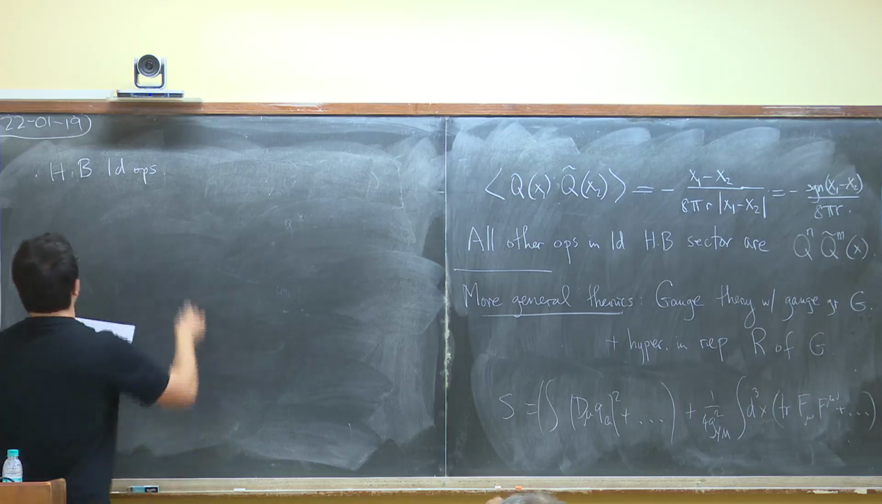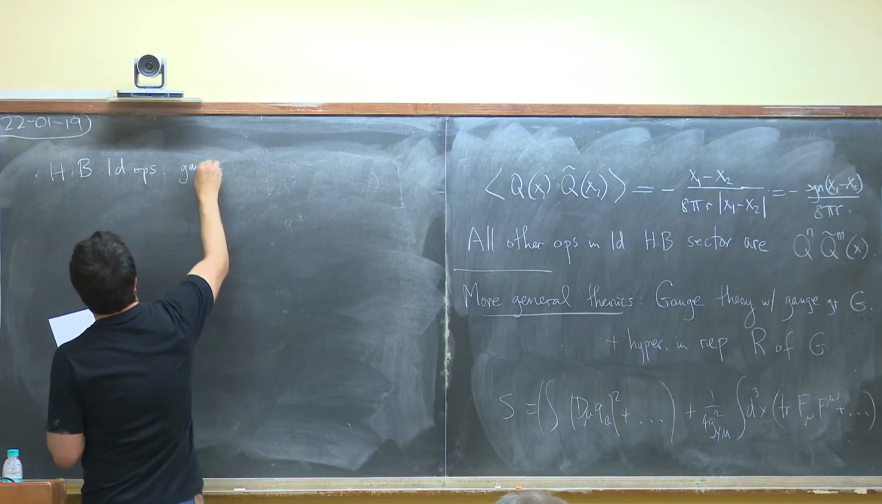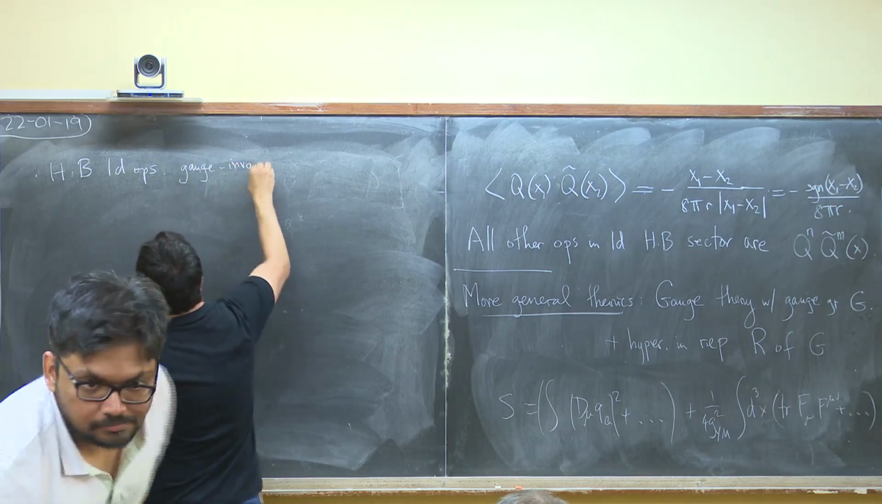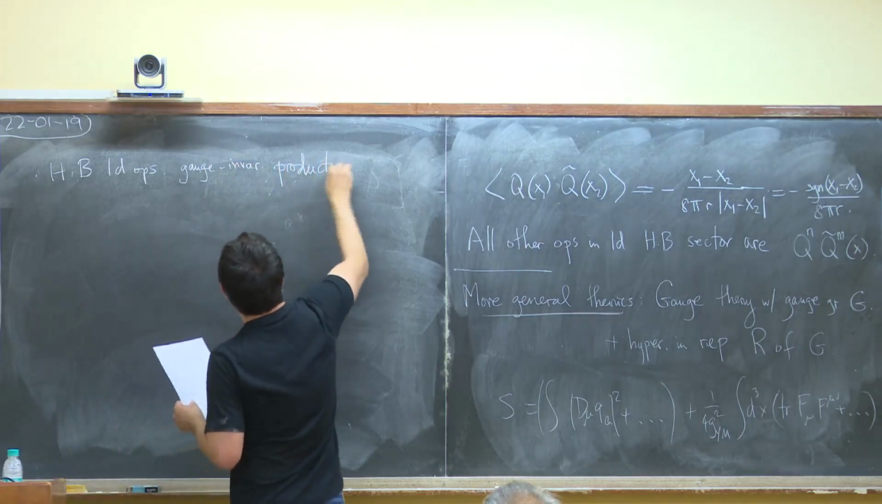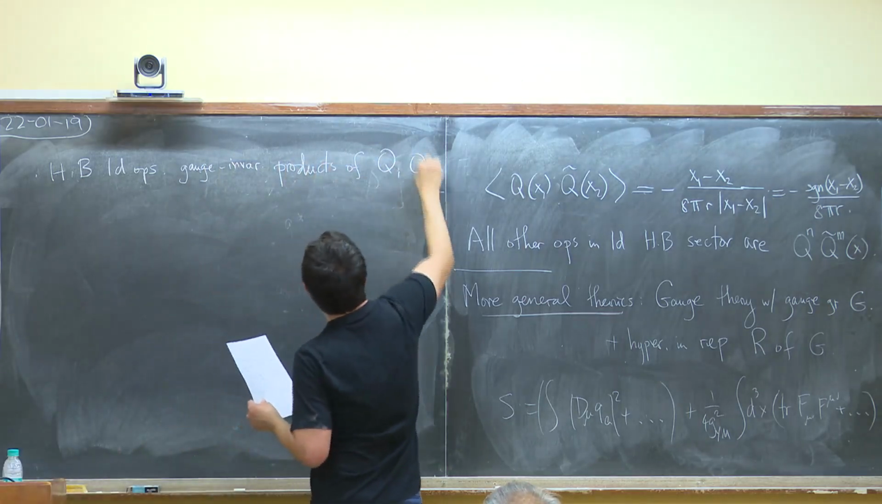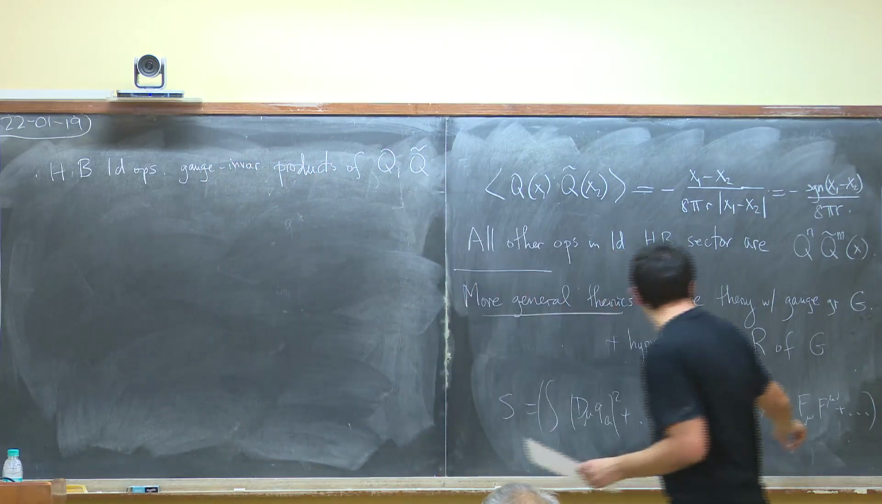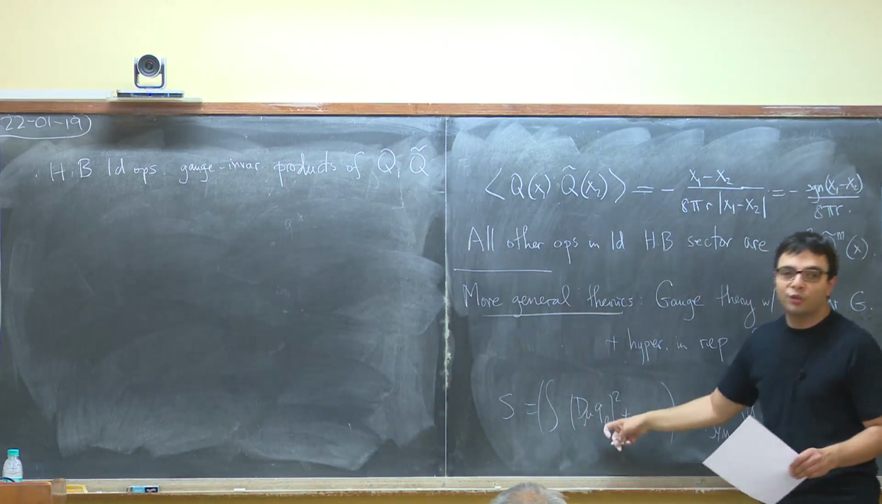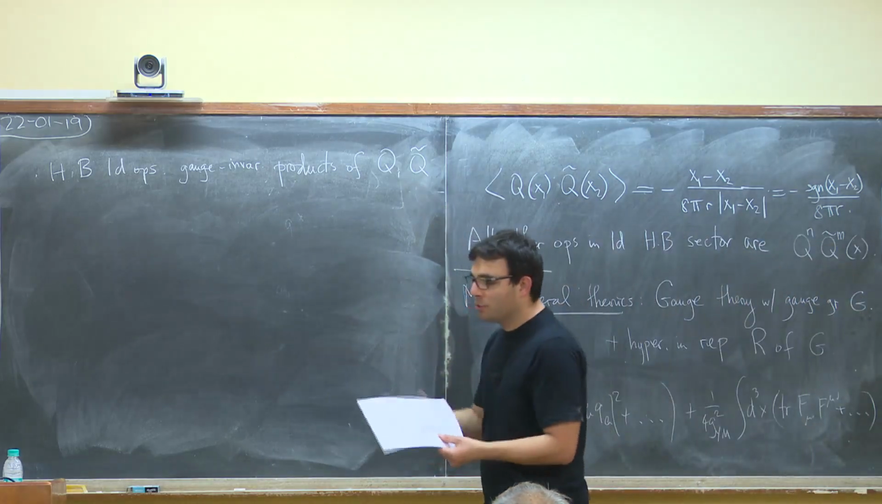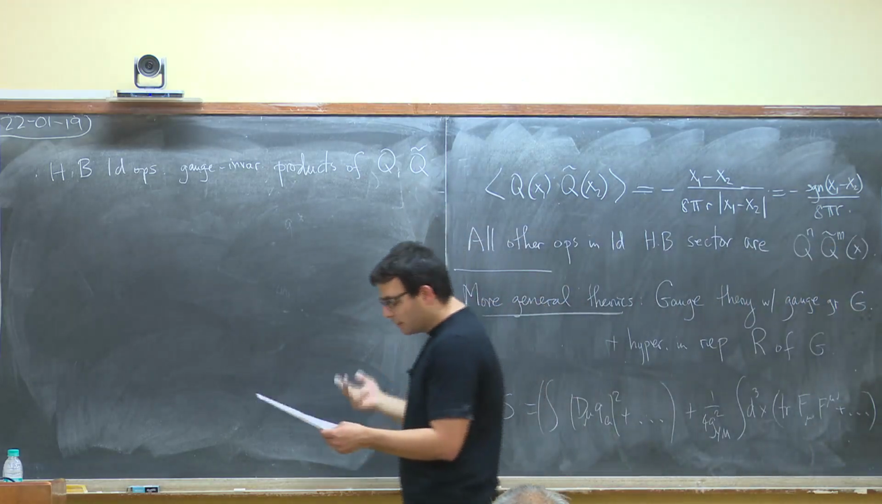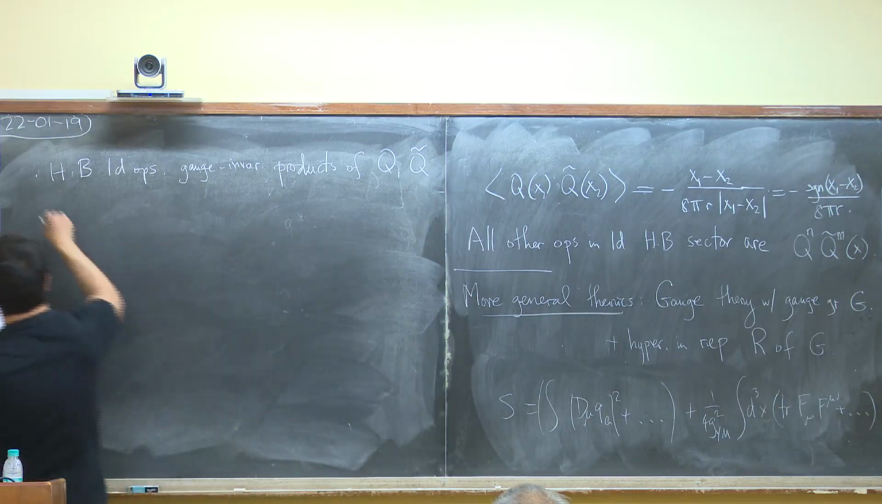Okay, so the 1D operators in this case are gauge invariant products of Q and Q tilde, the Q and Q tilde that I defined before, that are constructed from the Q and Q tilde of the hypermultiplet. But now we can't take any products because they have to be gauge invariant. And these are all the 1D operators in this theory.